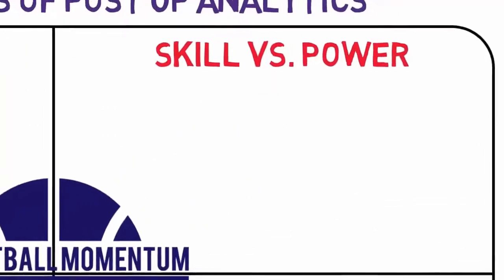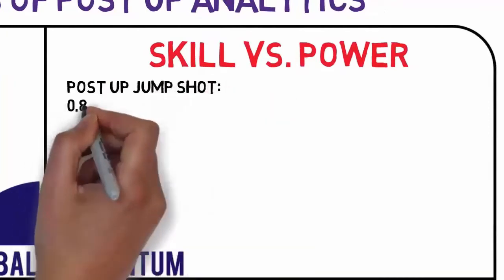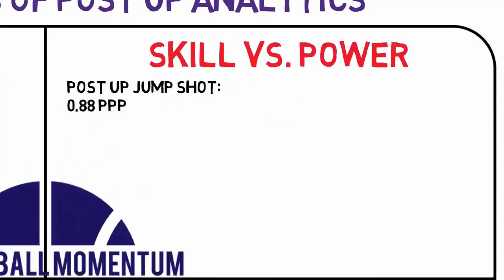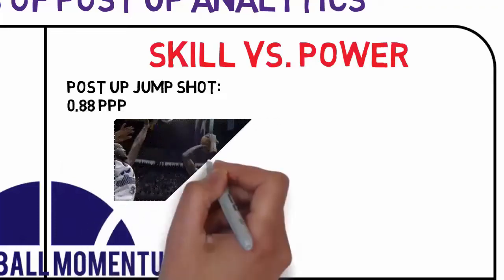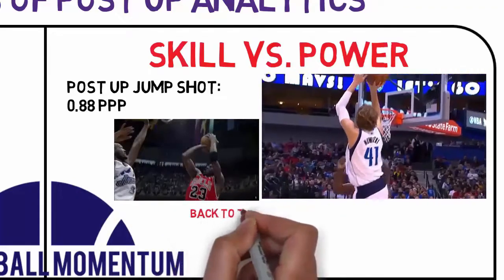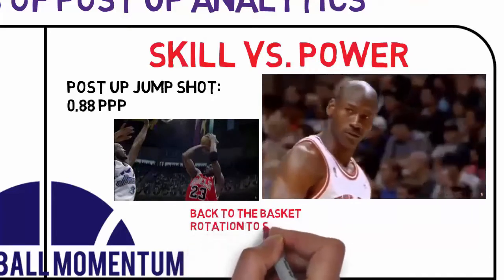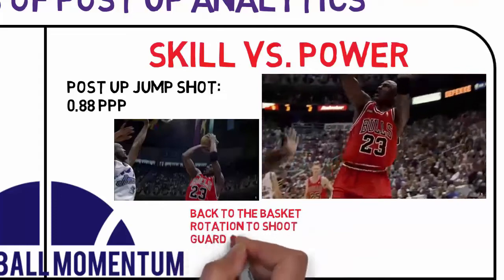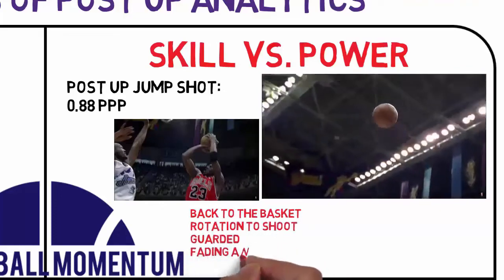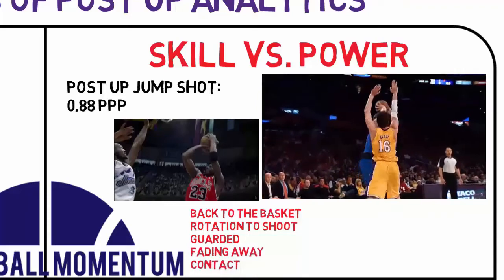We want to focus on the post-up jump shot. That's 0.88 points per possession. And why is that shot a difficult shot? We see Nowitzki here and we see MJ. It's mostly with the back to the basket. There's a rotation to shoot. It's guarded. It can be fading away. And there's plenty of contact of the defender.